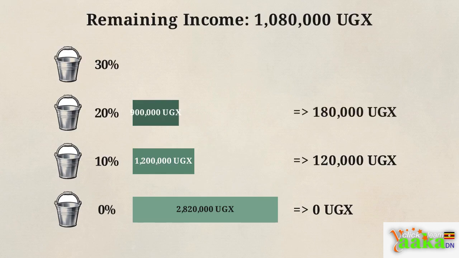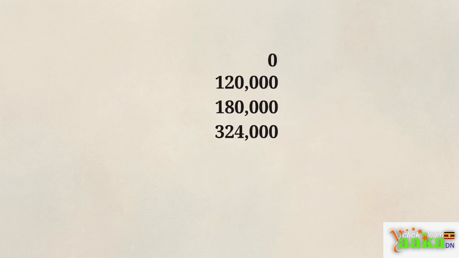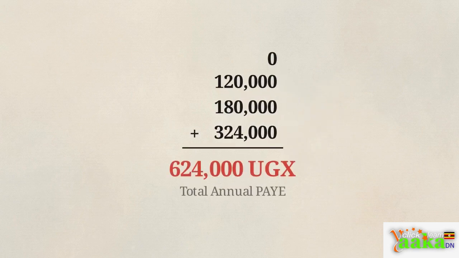We keep going. The third bucket taxes income up to 4,920,000 at 20%. Taking the difference between those two limits gives us another 900,000 shillings of income. 20% of that is 180,000 shillings. Finally, we place the remaining 1,080,000 shillings in the top 30% bracket. This chunk generates 324,000 shillings. To find the total annual PAYE, we just add the tax from all buckets together, giving us 624,000 shillings.